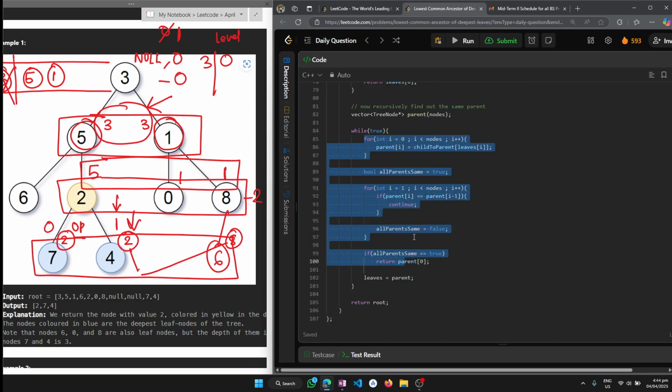So I hope the solution was clear to you, and in the next video, inshallah, we are going to cover what the recursive approach of this problem is going to be.